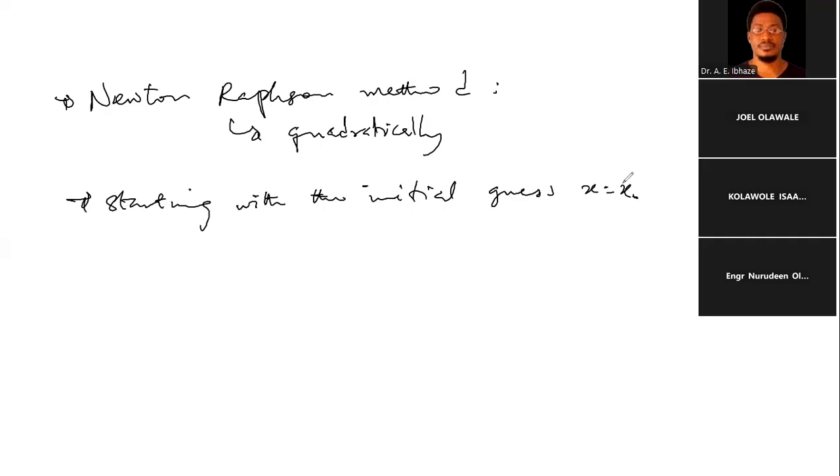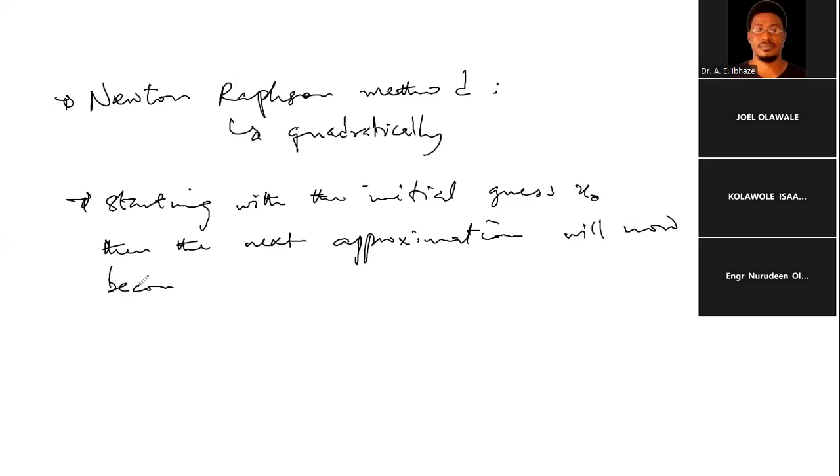S being the same as S naught, or better still, let's just leave it as S naught. Then the next approximation will now become S(n+1) being the same as S(n) minus f of S(n) over the first derivative of f evaluated at S(n). Okay, so this is the first derivative of this function evaluated at S(n).